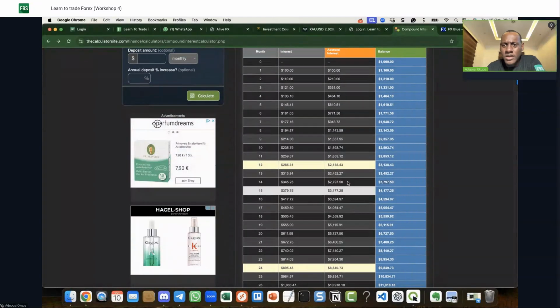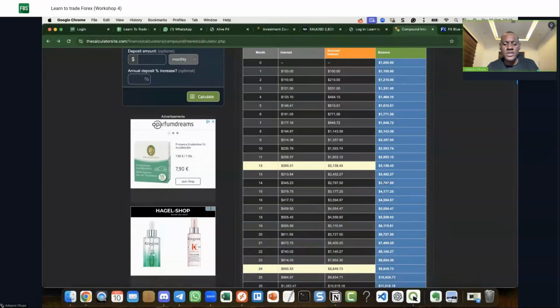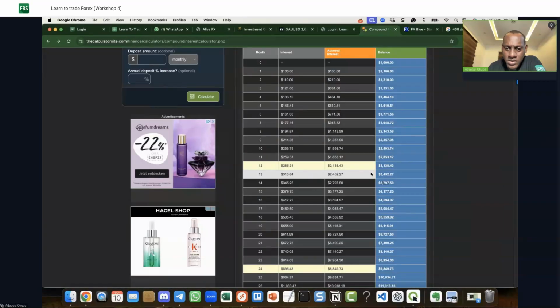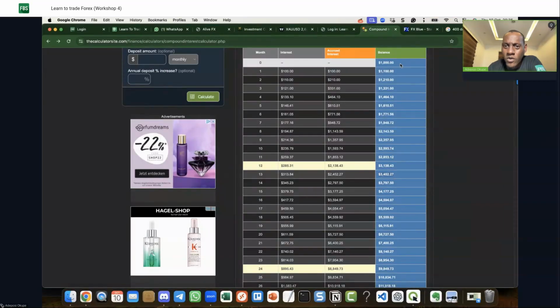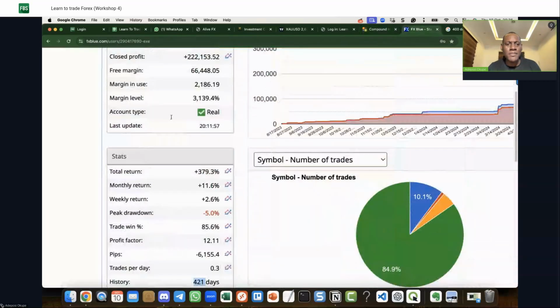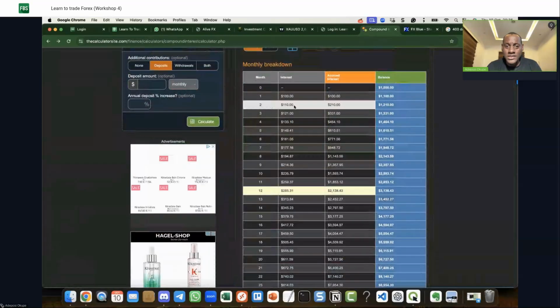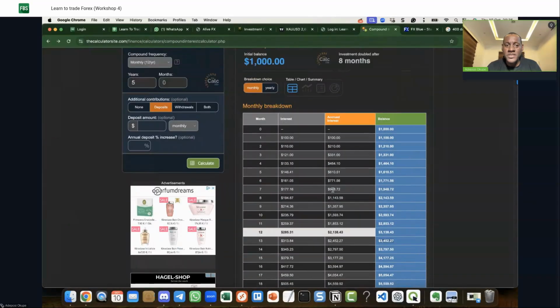Is it 15 months or how many months is 400 days? 400 days to months. 13 months actually. So I'm in 13 months. So 3,004. So you can see I'm on track. What's this? This 3,001. That's it. I started in July last year. 10% per month on average.